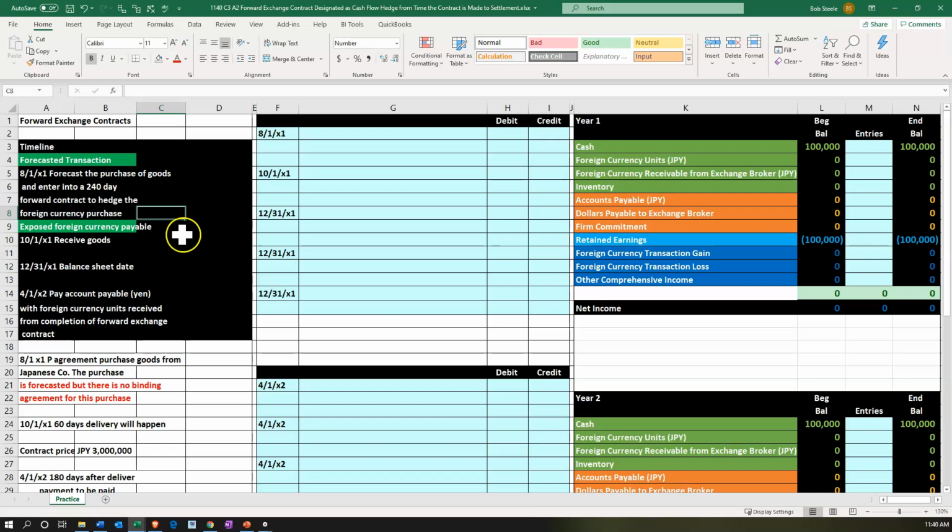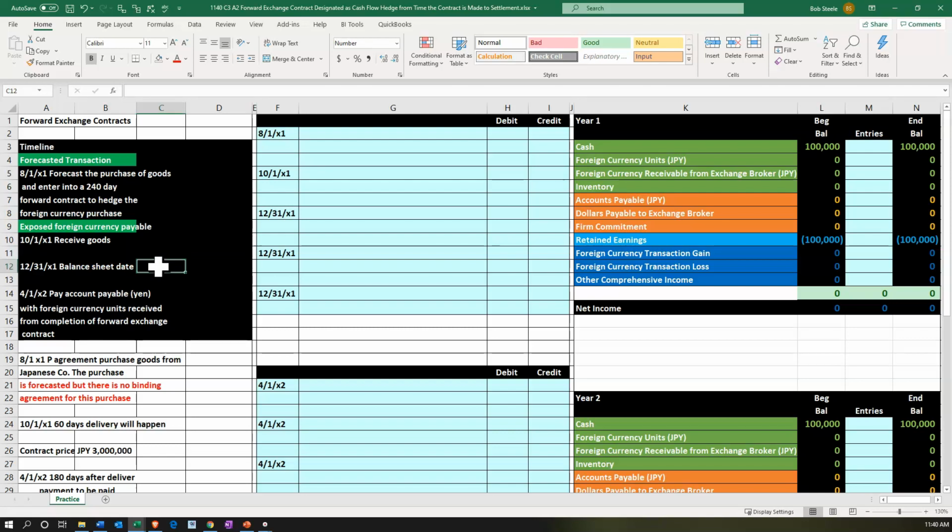Then we have the exposed foreign currency payable, because that's when the actual transaction takes place: on 10/1/X1, we're going to get the goods, the inventory. Therefore, we have actually received the inventory at that point in time, and we have a financial transaction that we will put on the books, one we had anticipated before but didn't have a contract for, and now it actually happened. We're putting it on the books on account, meaning we're going to pay for it in the future, like a normal on-account setup, except that we're going to be paying in foreign currency, in yen.